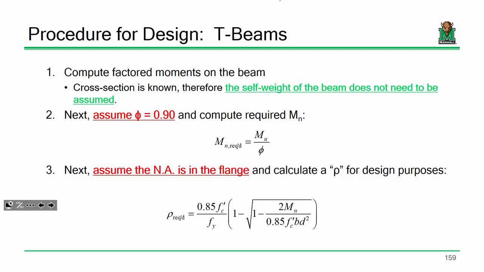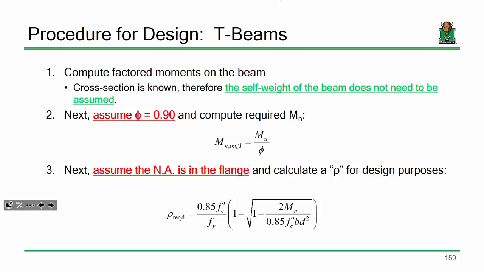Now, but let's also be clear, we are assuming that phi. We are going to have to go back and check that, okay? So Mn required is Mu over phi. So Mu over phi, we get our Mn, we take that, we plug it into here. Now, this is important. By plugging into this equation, we're making a blanket assumption right off the bat that this is a rectangular cross-section. It might not be, okay?